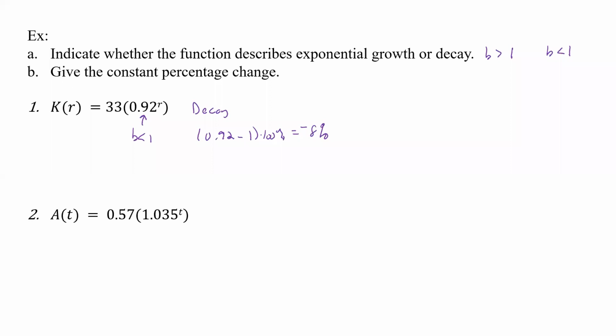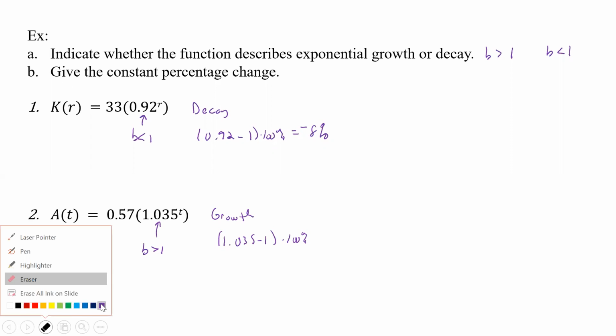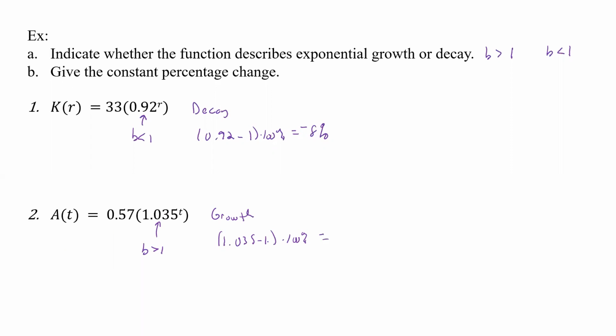Because if you take that 0.92 and then subtract off your 1, you should get a negative 0.08 times 100, which gives you a negative 8%. Now this one, b is greater than 1, so we know that this is a growth. And so we say, okay, well, 1.035 minus 1 times 100%. And so what does that give us? If we subtract 1 off and move the decimal, it's going to be 3.5% growth, whereas this was an 8% decay. And so that's all we have to do with those.